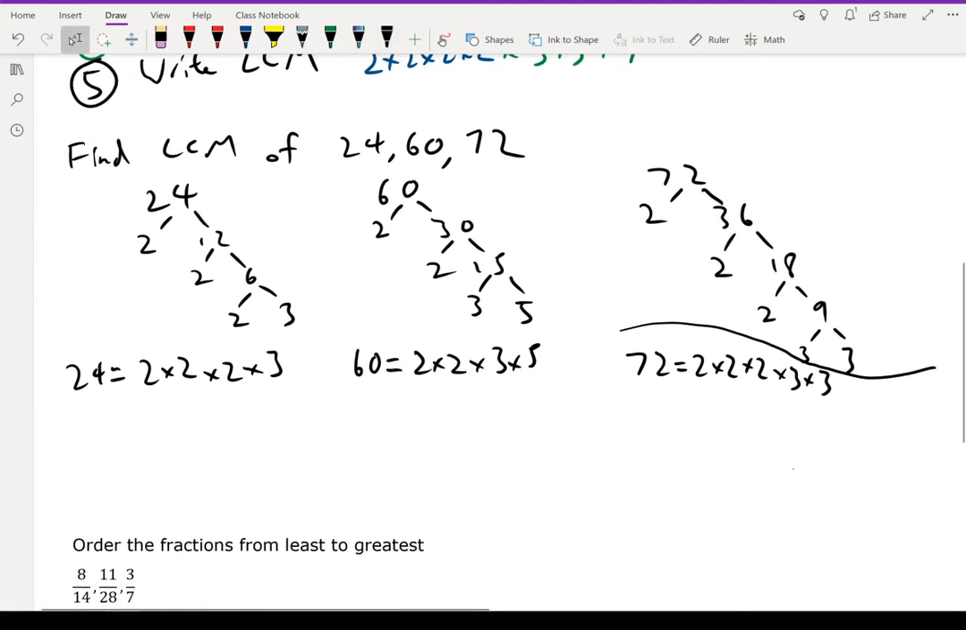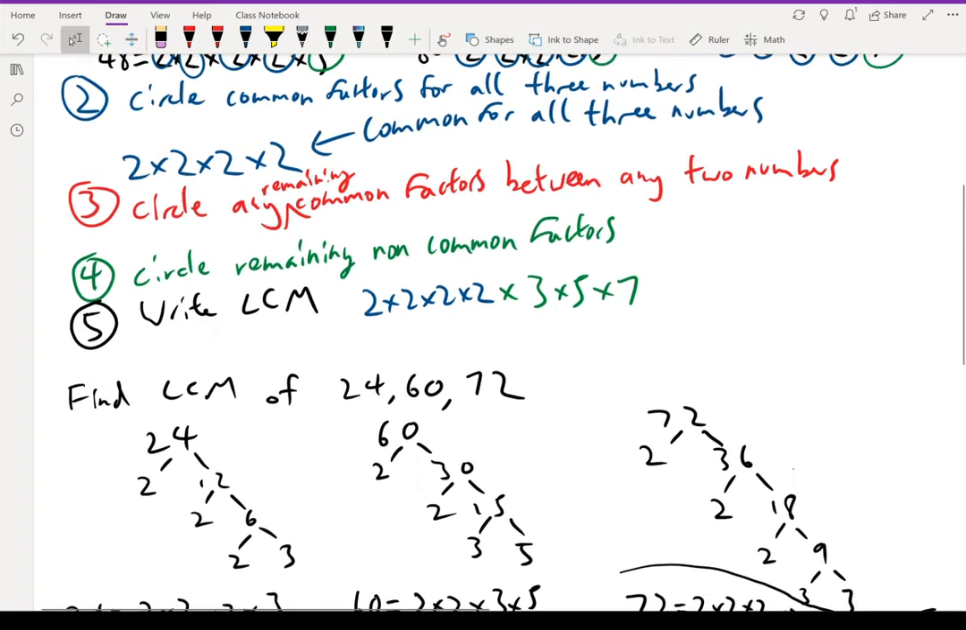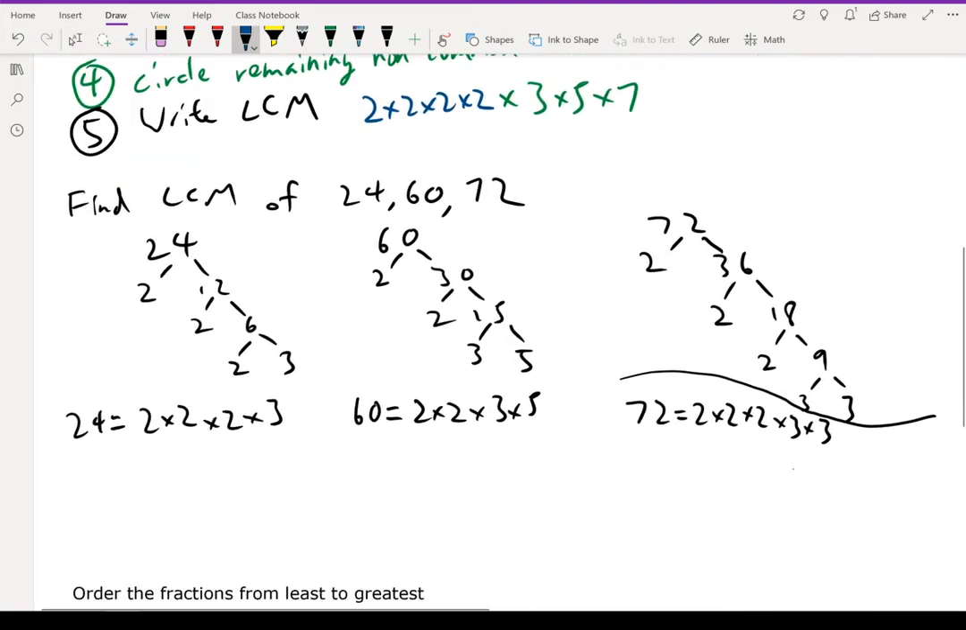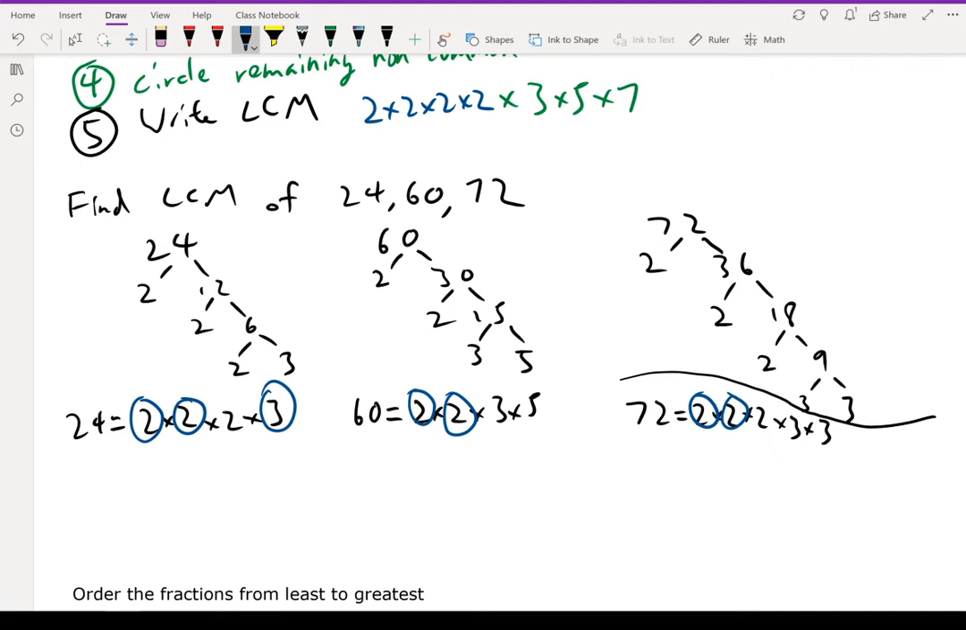And then if I go to my step 2 now, I'm going to first circle all the common factors for all three numbers. So that's going to be 2, 2, 2. That's common for all numbers. And then I also have a 3, 3, and 3. That's common for all numbers.